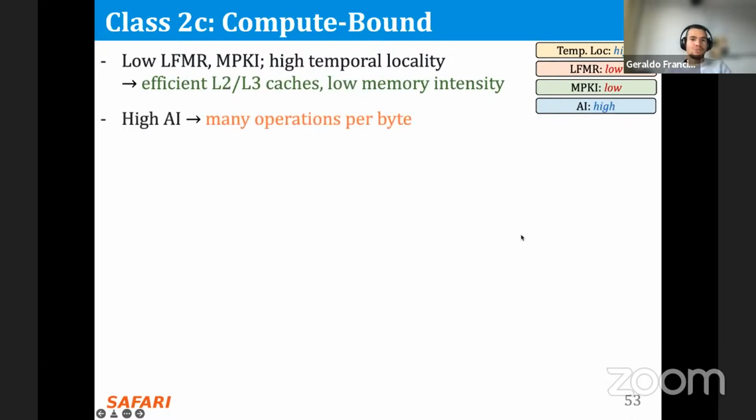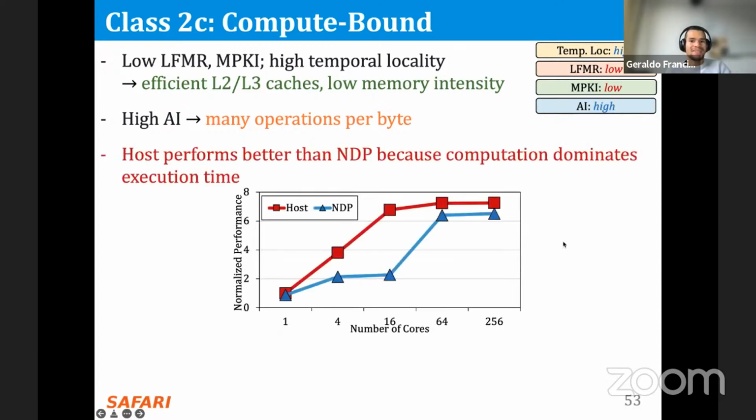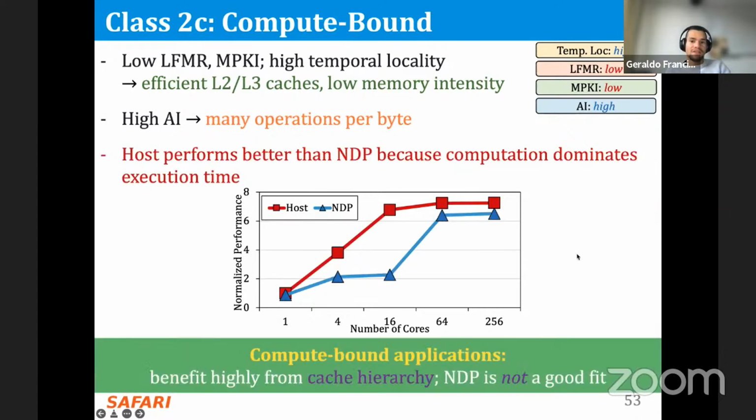However, contrary to Class 2B applications, the high arithmetic intensity indicates that such applications execute many operations per byte loaded from the memory hierarchy. We observe that the host performance is always greater than the NDP performance for the applications in this class. We conclude that Class 2C functions do not experience large memory bottlenecks and are not a good fit for NDP systems in terms of performance.